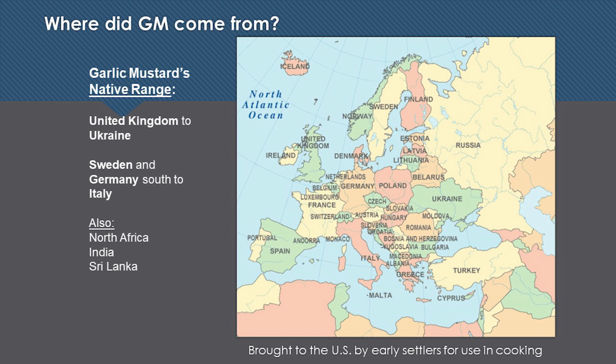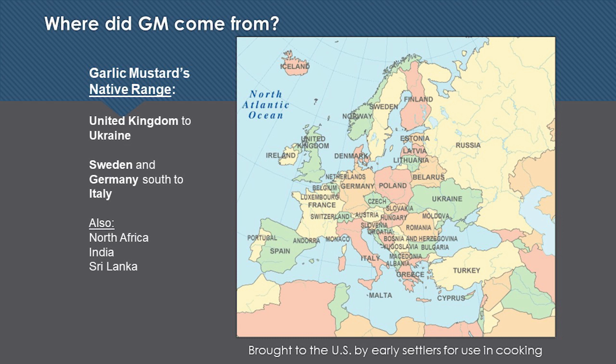It goes from Sweden all the way down to Italy, across northern Africa, and even into India and Sri Lanka. So it's got a broad range, but guess what? You go over to its native range, and it's just another wildflower in the woods. It's not a monoculture because it evolved there.